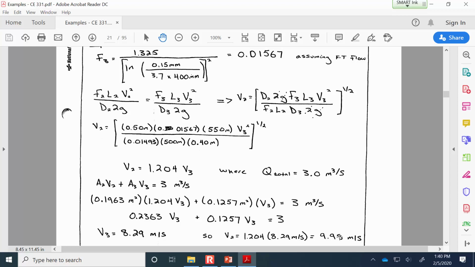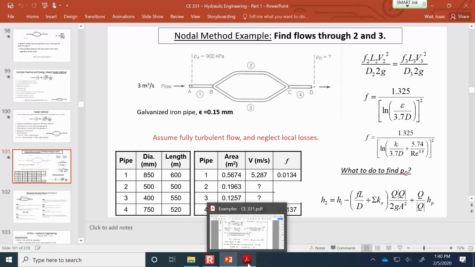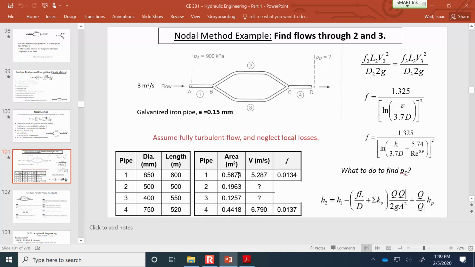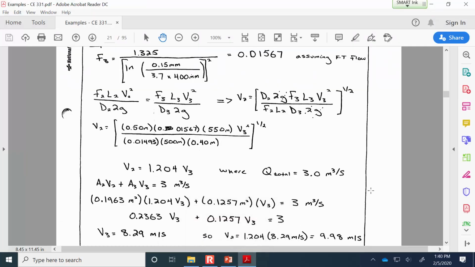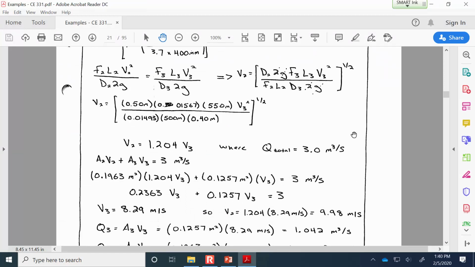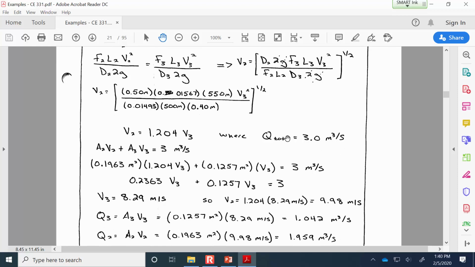And if we want the Q, then you'd multiply these velocities by the known areas for each pipe. So the areas are calculated for us, 0.1963 for pipe 2, 0.1257 for pipe 3. So there's the flow rate for pipe 2 and the flow rate for pipe 3.